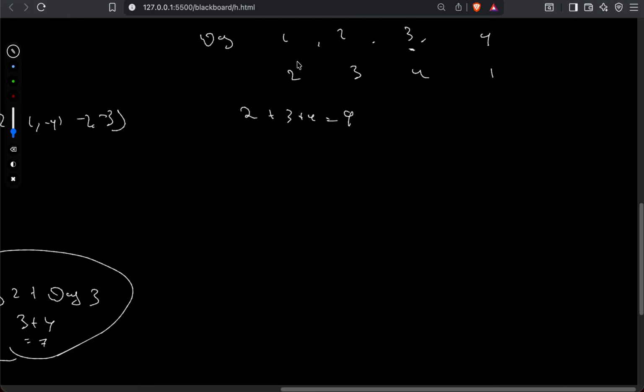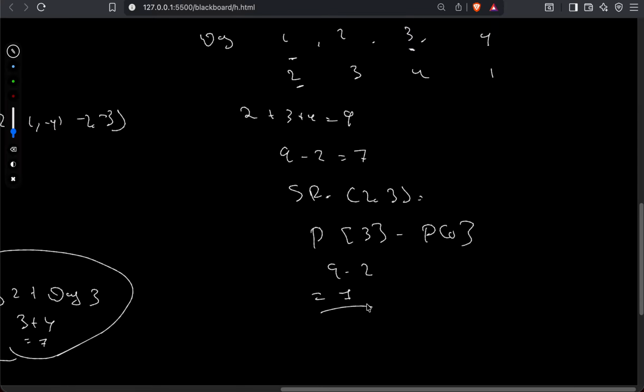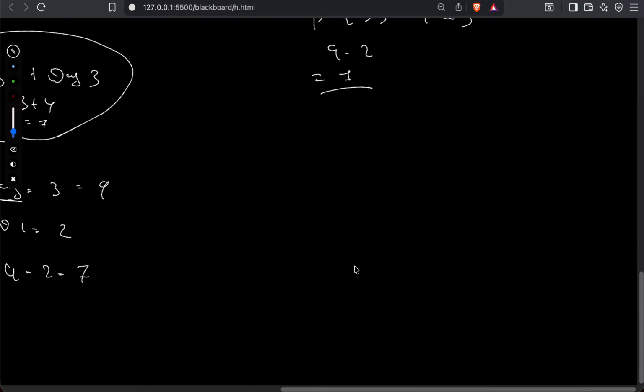So after day 1, which includes only one day, 9 minus 2 is 7. So we remove day 1, and only days 2 and 3 are left. That is the formula. Sum range 2 3 is equal to prefix of 3 minus prefix of 0, meaning 9 minus 2, that was 7. That's how the formula came.